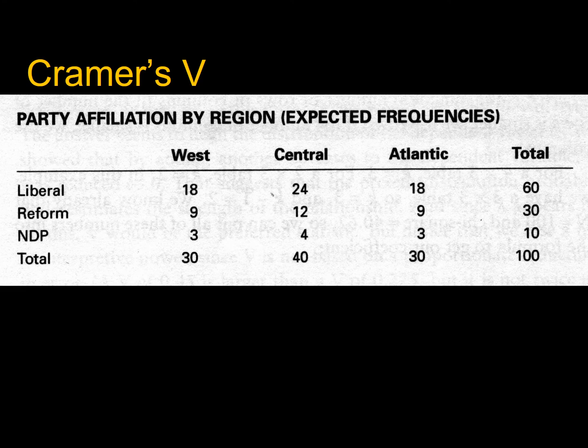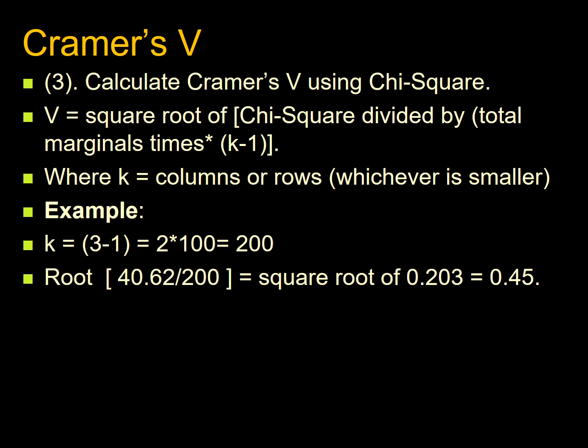So one of the calculations is taking the 3 rows or the 3 columns, subtracting 1. That'll give us k equal to 2. And you can also see the total marginal here being 100. So it'll be 100 times that value of 2, which is going to give us a divisor of 200. So we calculate Cramer's V, where V is equal to the square root of the chi-square divided by the total marginals times k minus 1, where k is the number of columns or the rows, whichever is smaller.